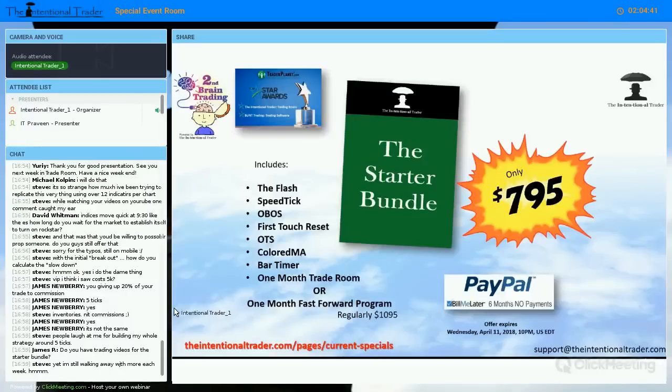The starter bundle: all of the videos that you see online have the indicators for the starter bundle in them, and you'll see lots of trades with those indicators in them, and you can trade with those indicators. But the best thing to do is watch those videos and put those indicators on your charts, and you'll see them set up.